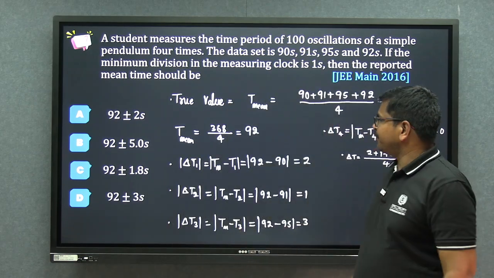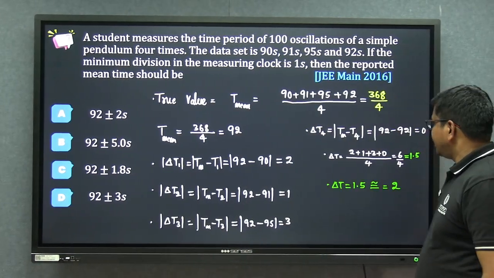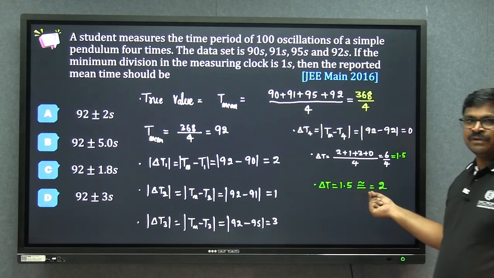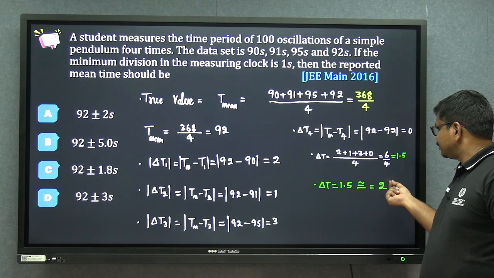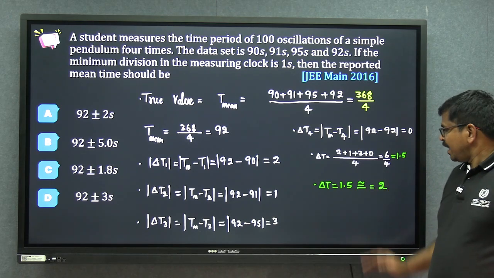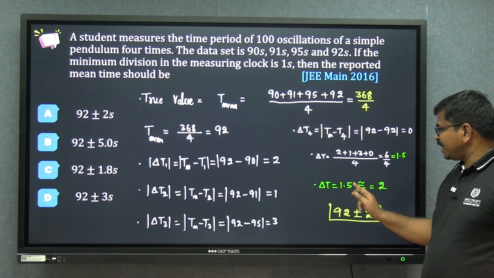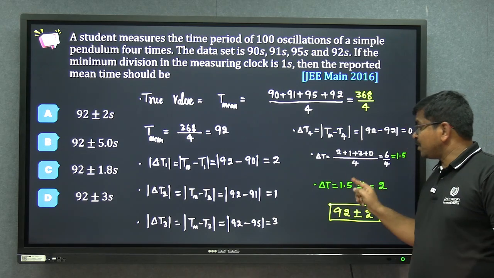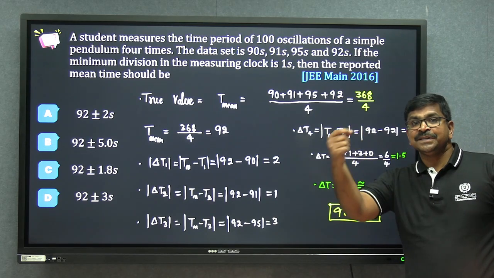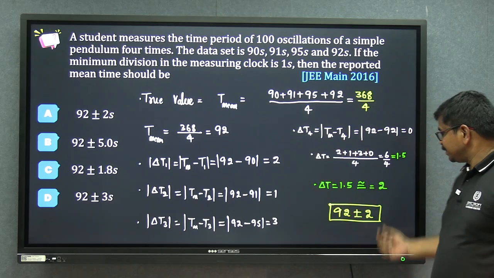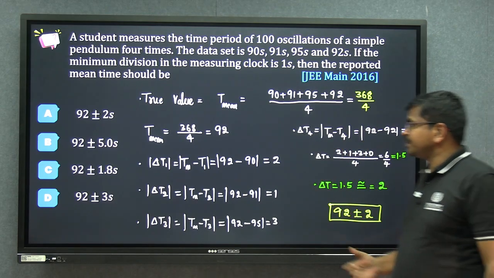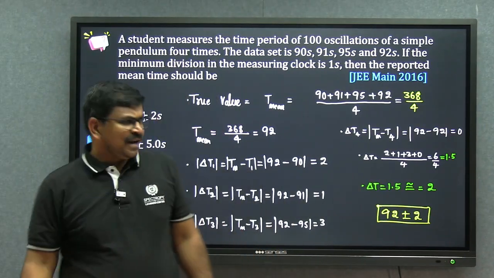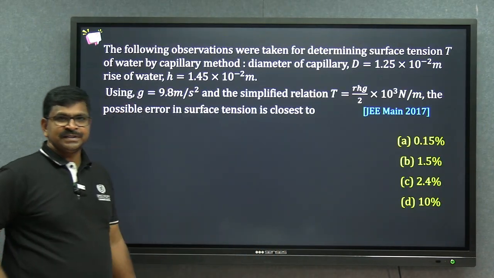After getting 1.5, I need to do the rounding off. To get a single significant figure in the error, I will be getting 2. Here, 5 is the digit being dropped, the preceding digit is 1, which is an odd number, and 5 is followed by nothing, so the preceding digit becomes PD plus 1. Yes, so that is why 2. So 92 plus or minus 2, and the answer is option A. This much simple.